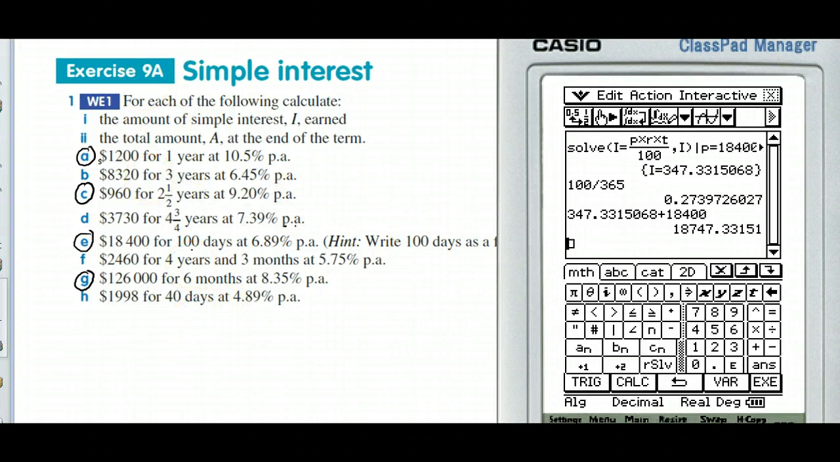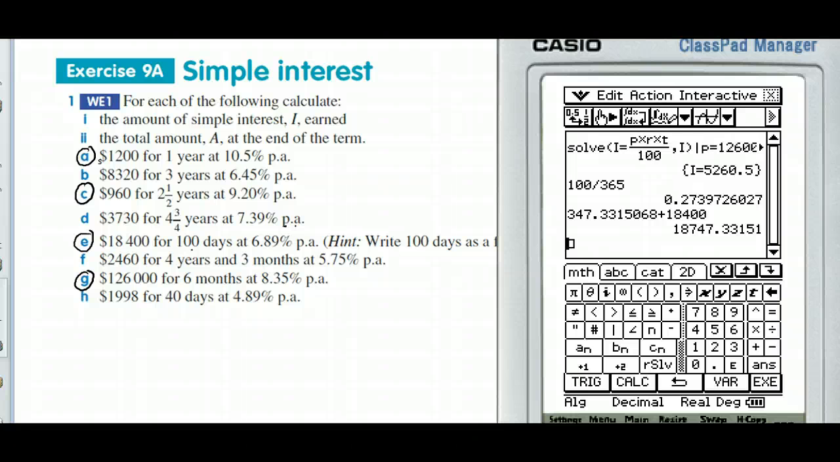Okay, finally we're going to do question 1, part G. So let's just put it straight into the calculator. We've got these amounts here, 126,000, and the rate of interest is 8.35, and the amount of time is 6 months. Now we've got to turn that into an amount of years. 6 months, that's an easy one. It's going to be 0.5 years.